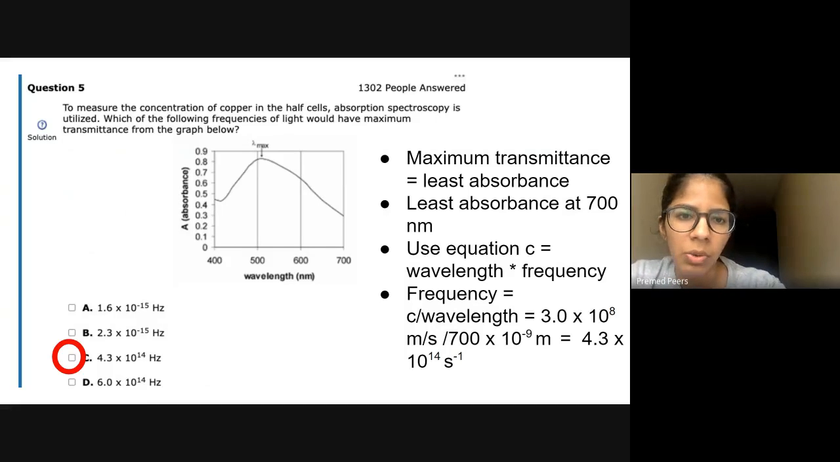Then you use the equation speed of light equals wavelength times frequency. Get frequency by itself: frequency equals speed of light over wavelength. Do 3.0 times 10 to the 8 meters per second over 700 times 10 to the negative 9. So that's the conversion that you have to be careful of to get the answer.